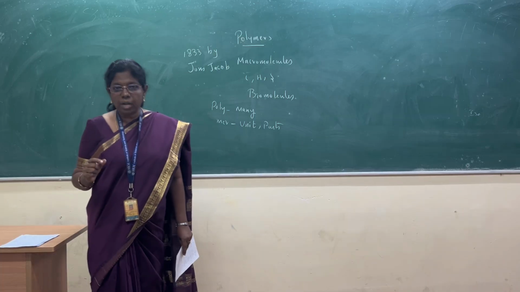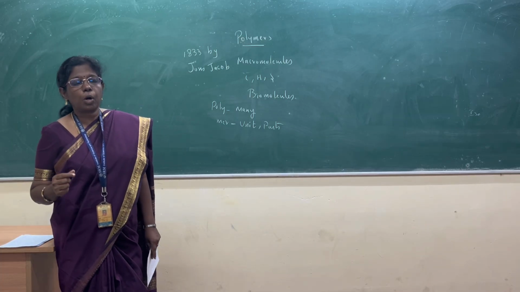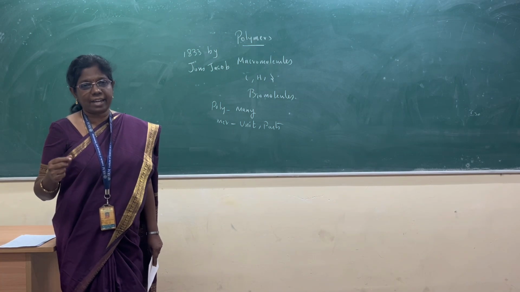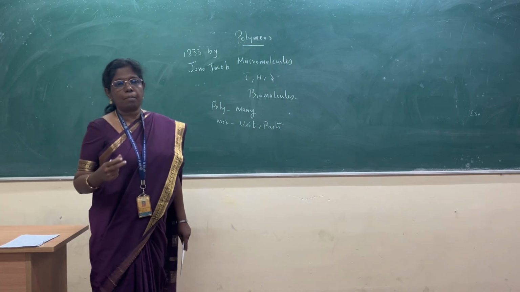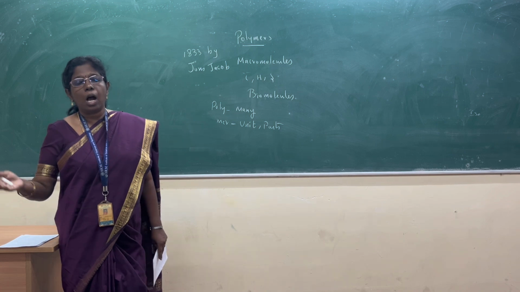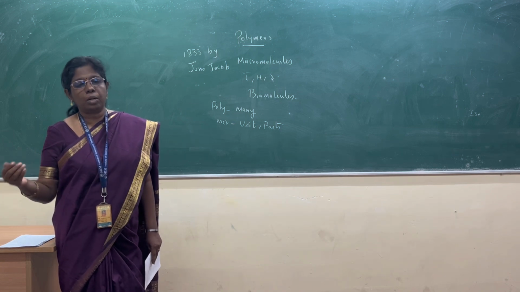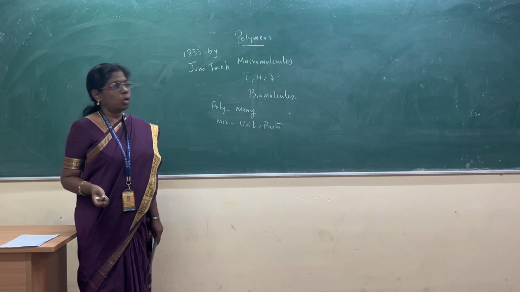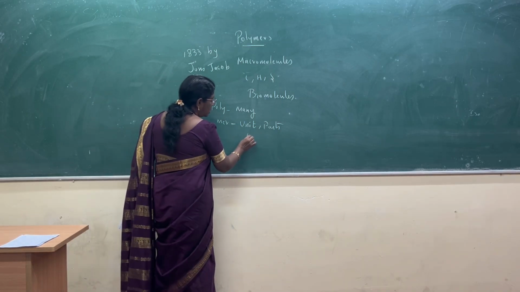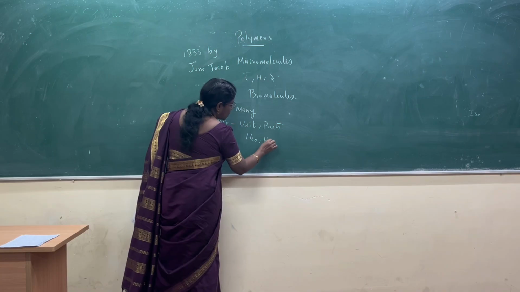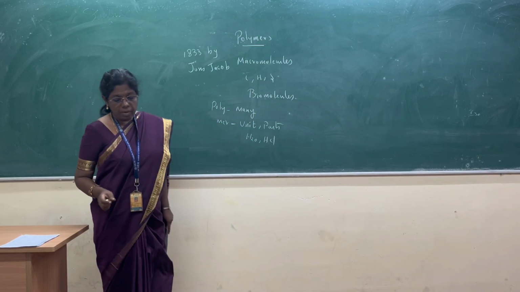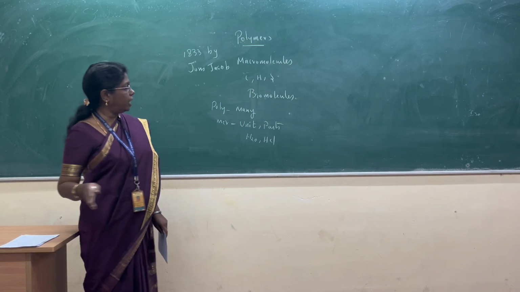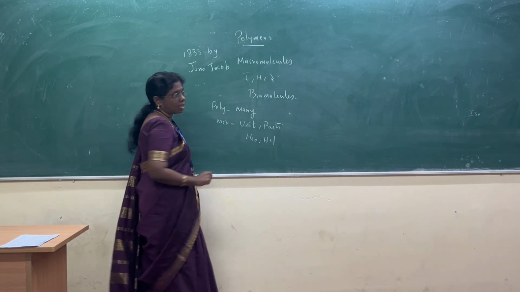What is a polymerization reaction? First, it is a chemical reaction in which small molecules are combined to give big molecules. Monomers are combined to give polymers, with or without elimination of small molecules like water and HCl. That is called polymerization.